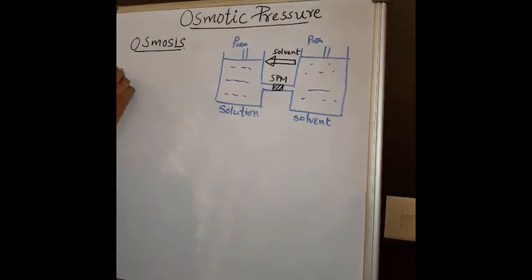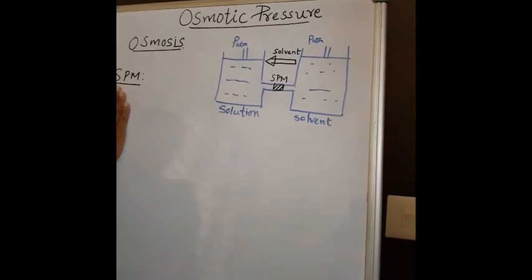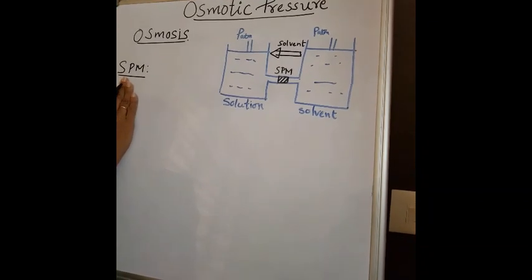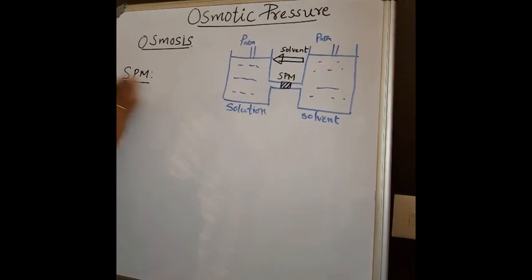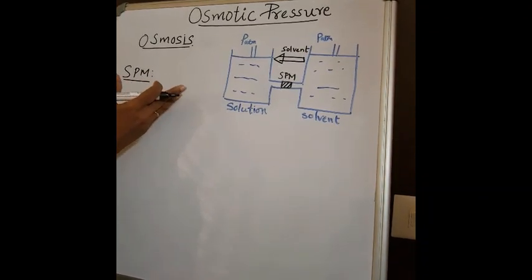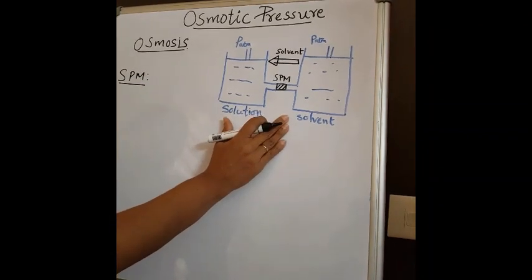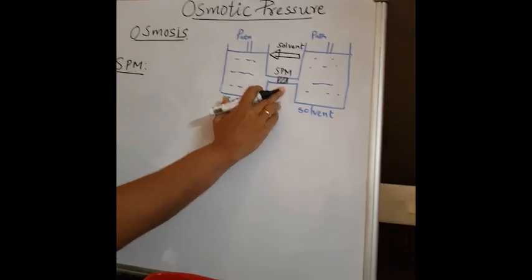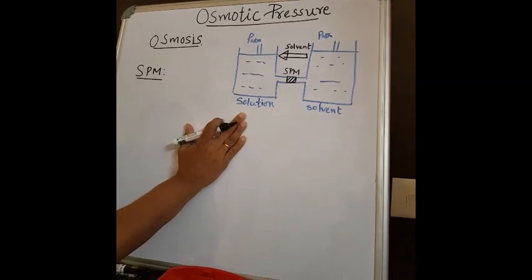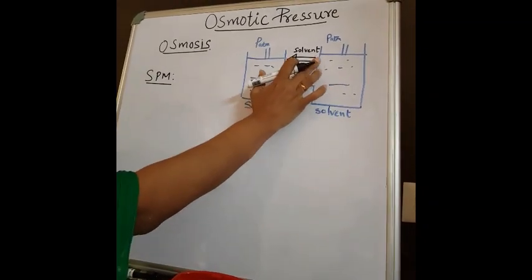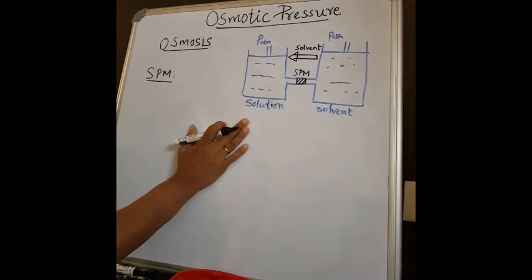What is it? Semi-permeable membrane. Now what is the semi-permeable membrane? It is a kind of membrane which allows only a certain type of molecules or ions to pass through it. So here the semi-permeable membrane only passes the solvent molecules, which go through the membrane into the solution side.